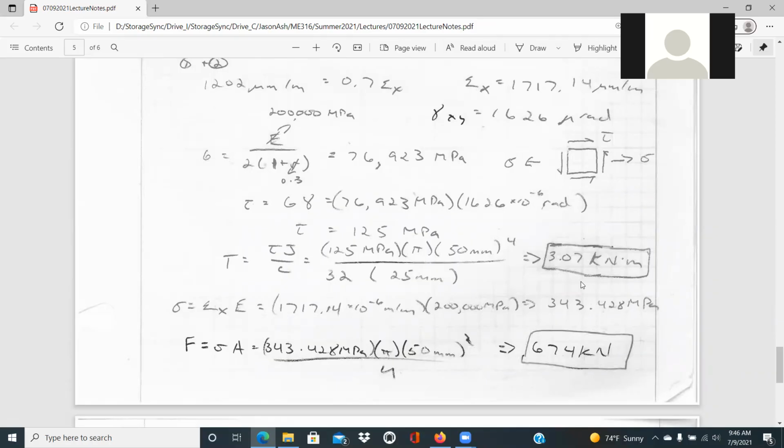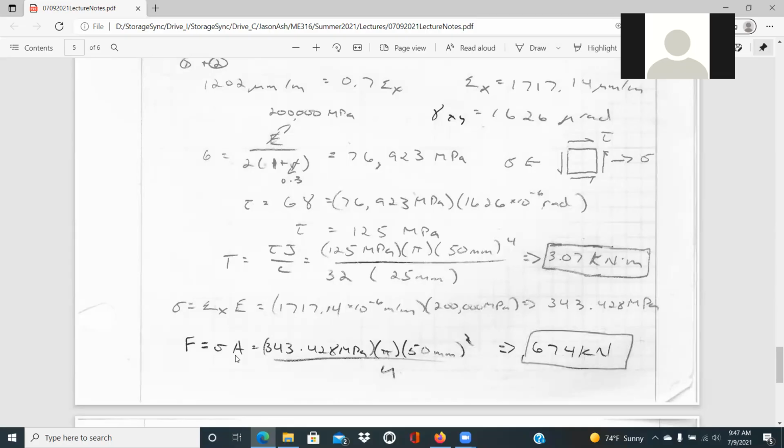And I did the same thing for the stress in the axial direction. Again, since it's purely axial with that torsional component, that's not going to come into play for that axial direction. It'd just be the strain in the X times the Young's modulus. And so that's 1,717.14 times 10 to the minus 6 times the Young's modulus, 200,000 megapascals, will give us 343.428 megapascals.